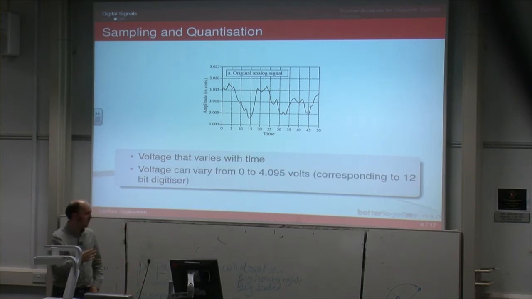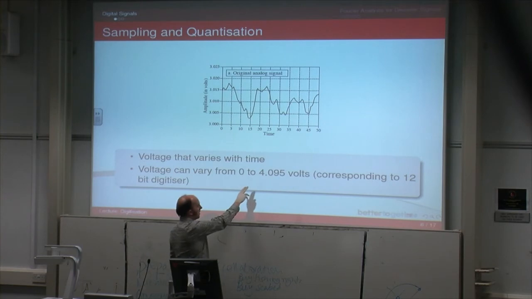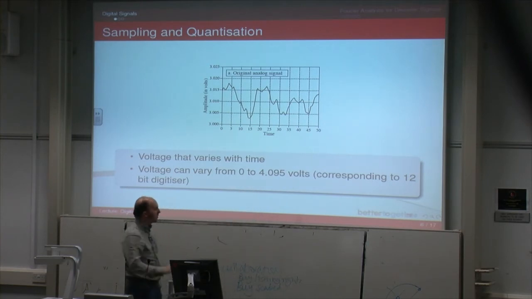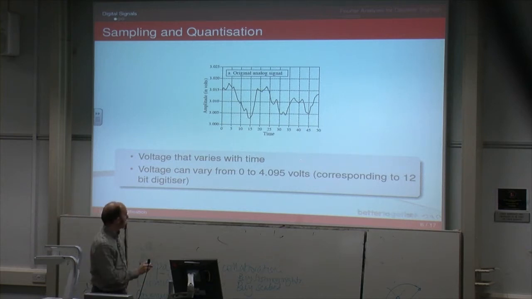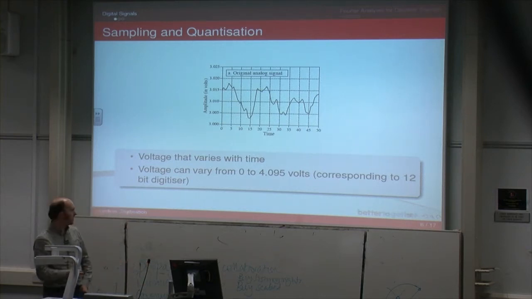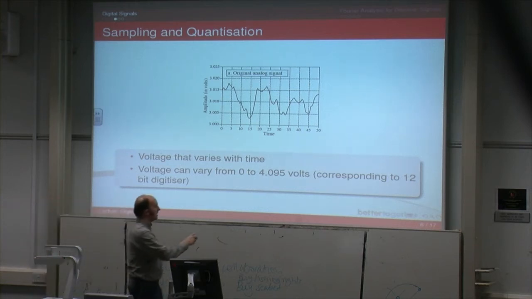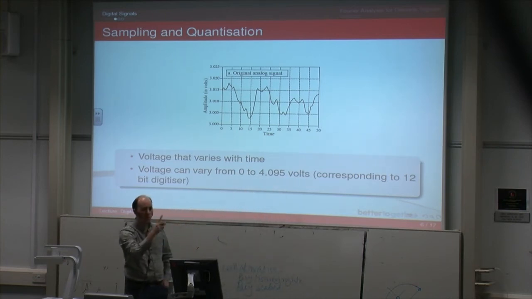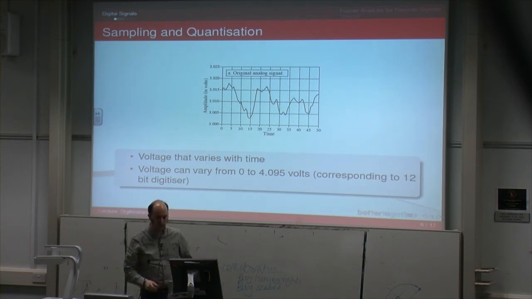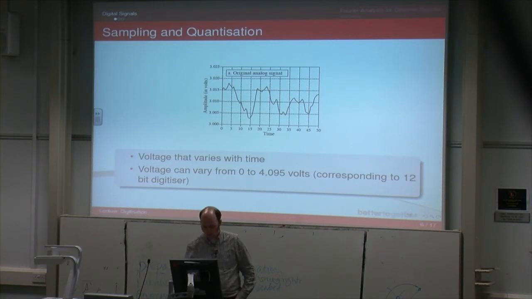Most sensors that you'll come across will probably be up to 5 volts, but here it measures between 0 and 4.095 volts. The reason we've got that number is that if you take 2 to the 12 for a 12-bit digitizer, you get 4096. So from 0 to 4.095 means that every 0.001 volt will be one of those values in your digitizer, and that's important when you come across it.